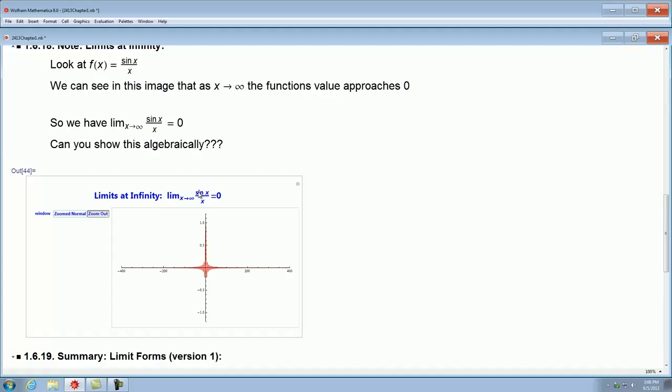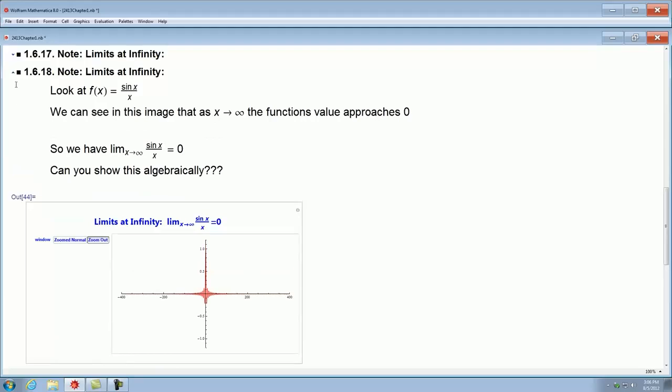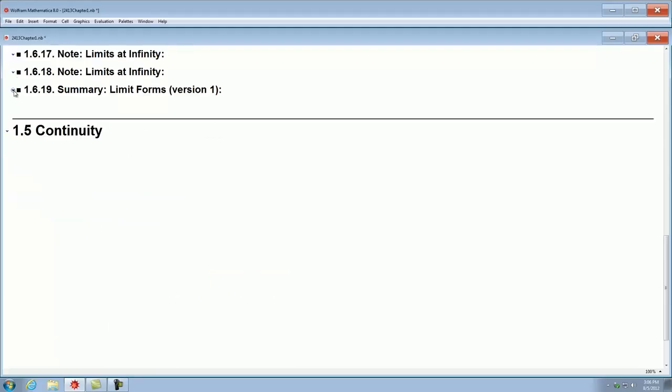And this is an important concept. Again, I'll cover in class how you can get this answer 0 without knowing what the graph looks like. All right, last note here.